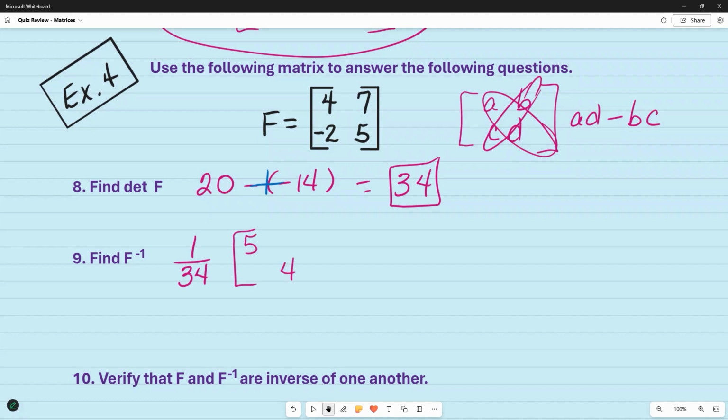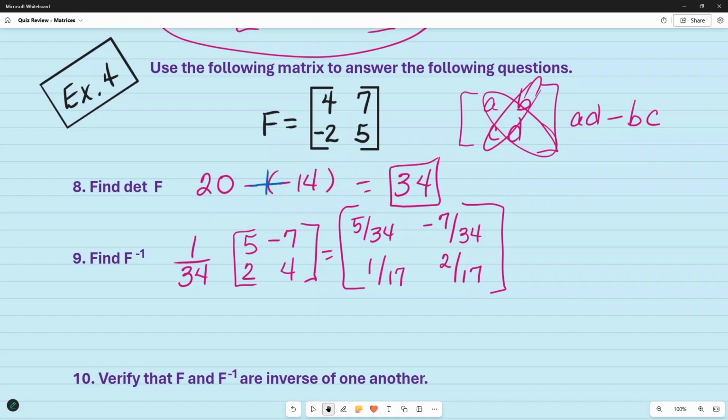And then it also tells me in the inverse formula to change the sign of B and C. So since this is positive 7, it now becomes a negative 7. And since this is negative 2, this now becomes a positive 2. Once I set it up like this, I'm just going to use this as a scalar and distribute it accordingly. All right, so that is the inverse that I came up with.